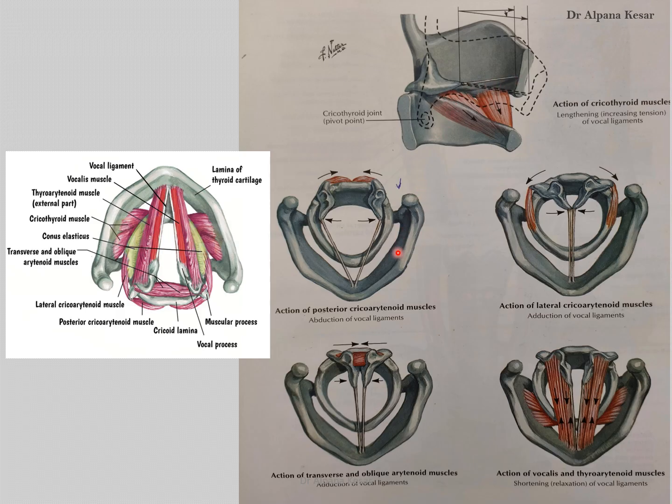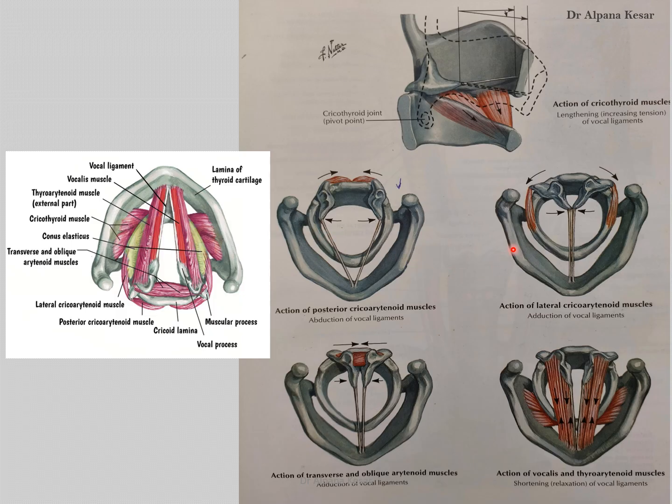This diagram shows the action of posterior cricoarytenoid muscle, which rotates the muscular process backwards. As the muscular process rotates backwards, the vocal process will rotate laterally. This will increase the space between the two vocal cords and thus makes the Rima Glottidis wider.